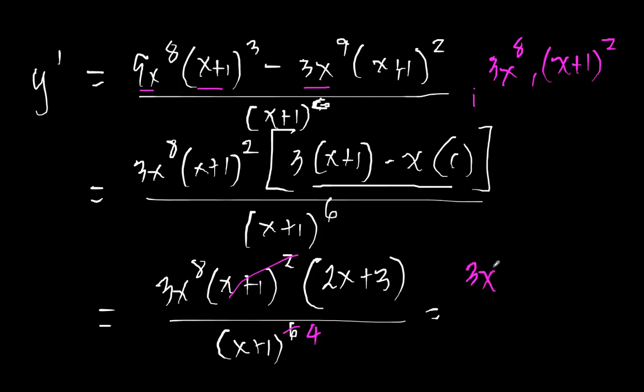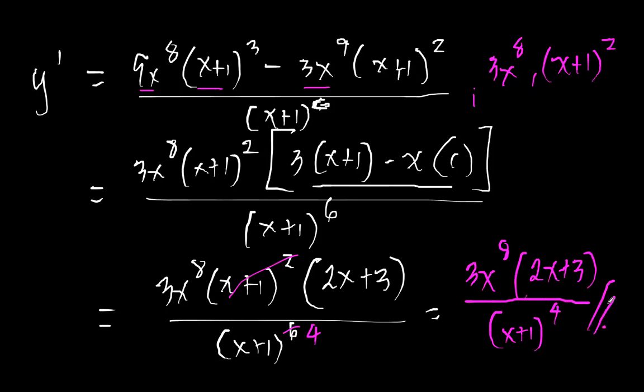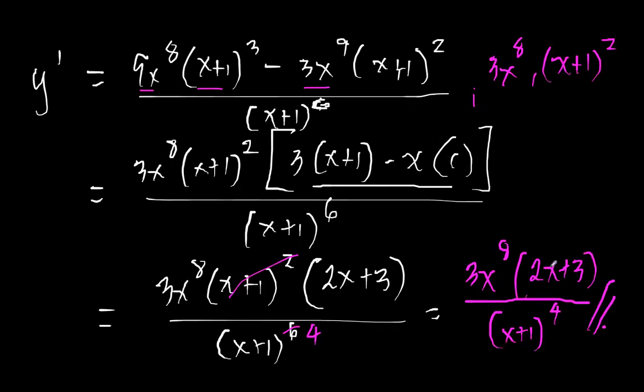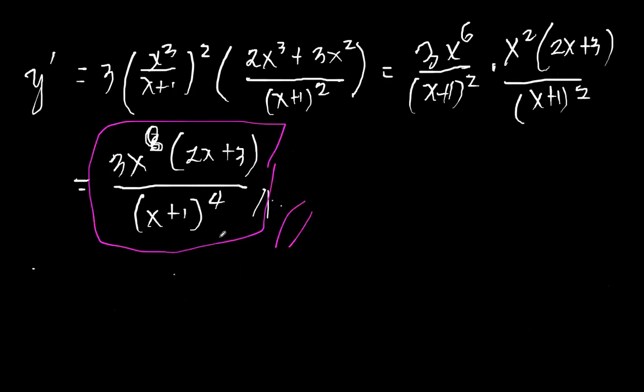So we got the final answer. We have now 3x^8 times (2x + 3) over (x+1)^4. So this is our final answer. And let's check if it's equal to the final answer in our method 1. Okay, here we go. So we have 3x^8, (2x + 3), and (x+1)^4. Let's check if we have the same answer. (x+1)^4.